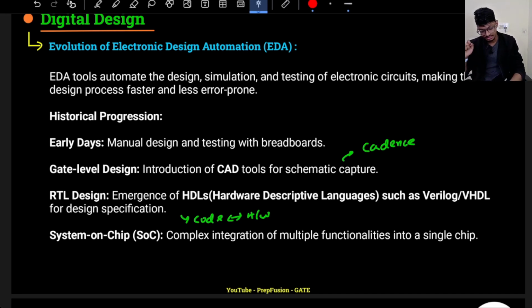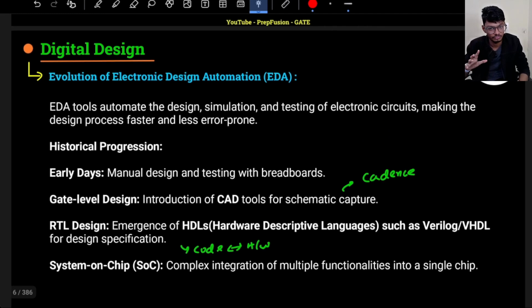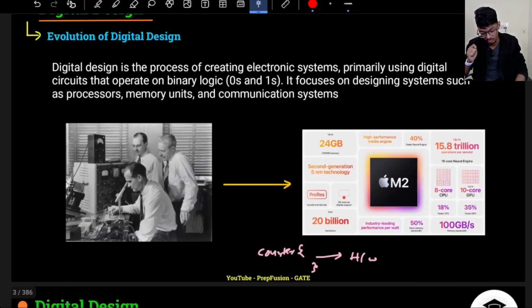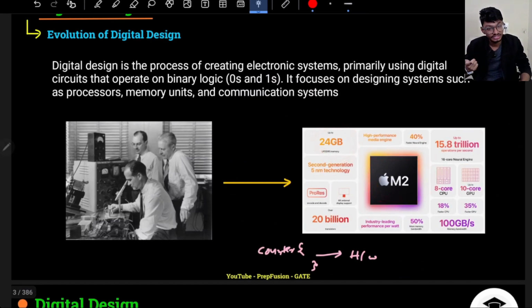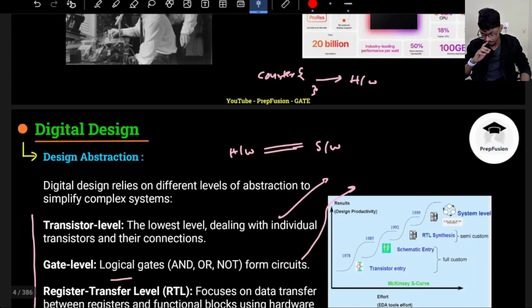So as I was explaining, what is SoC, system on chip? This Apple M2 silicon, whatever you've seen, it is an SoC. What we do is implement multiple functionalities in a single chip. Just like in this M2, it has a RAM, it has a VRAM as well, it has GPU, CPU cores, everything inside this one single chip. That's why it is called a system on chip.